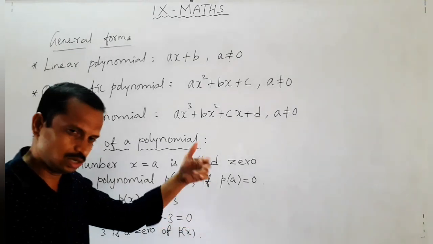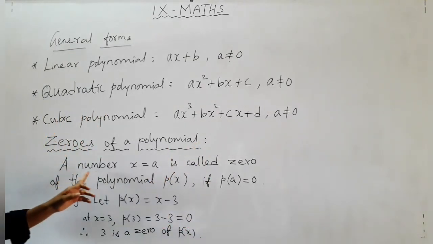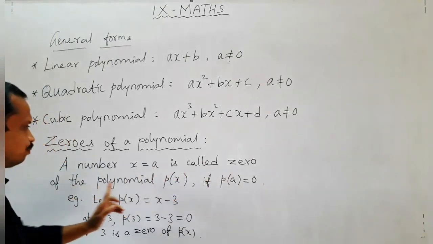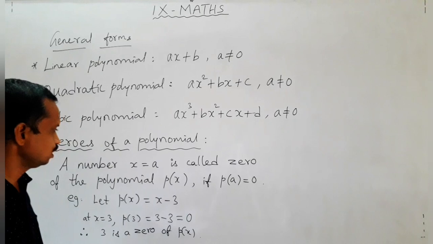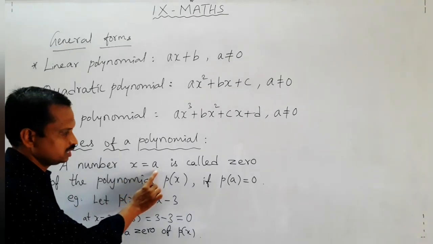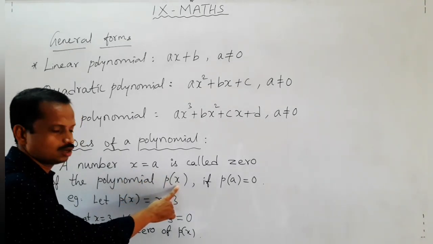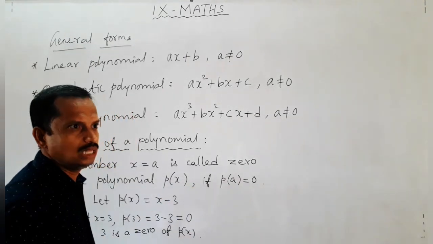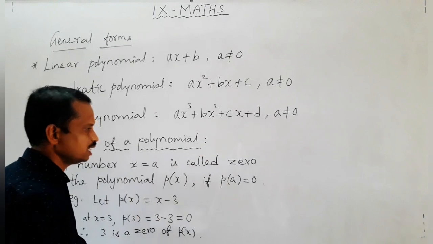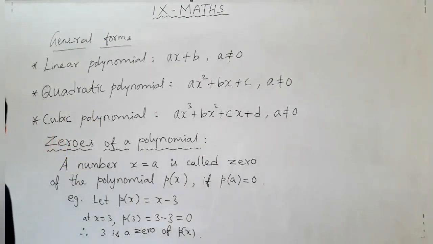So here, recall the definition. A number x equal to a is called a 0 of the polynomial P of x if P of a equal to 0. That means, if we substitute a instead of x, P of a will come. So the value of P of a should be 0. Then we can say this a is the 0 of the polynomial.